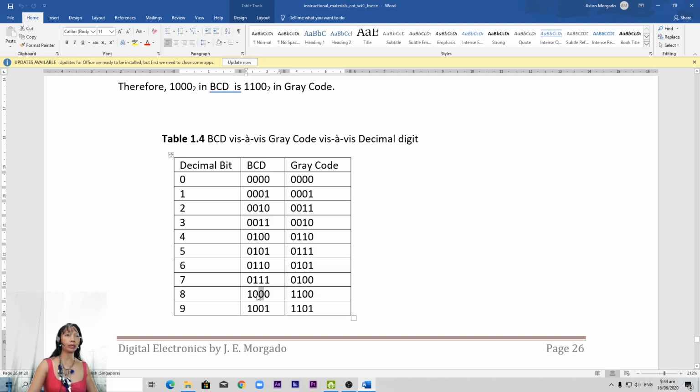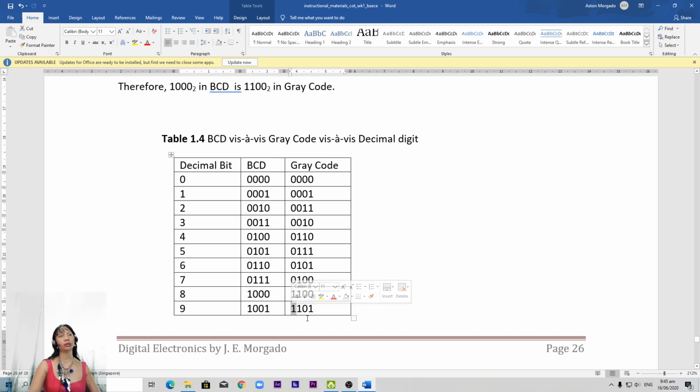Then another 0 XOR 0 is 0. And then 0 XOR 1 is 1. Okay, and then bring down 1. And last we have for 1001. Okay, 1 XOR 0 is 1. And then 0 XOR 0 is 0. 0 XOR 1 is 1. And then bring down 1.